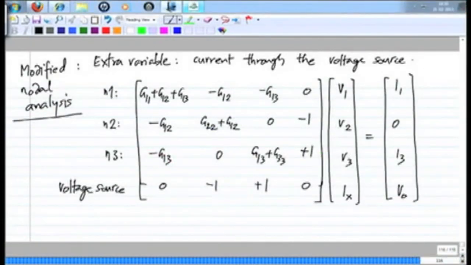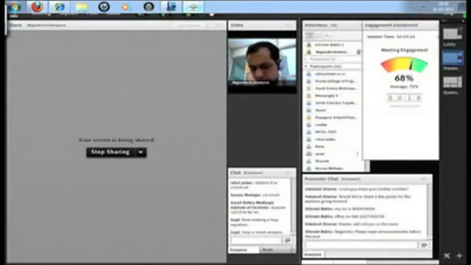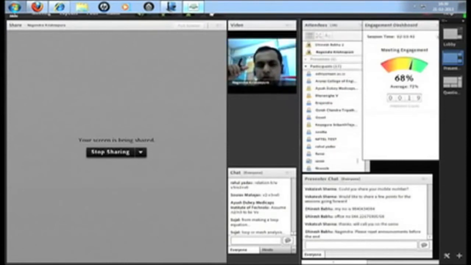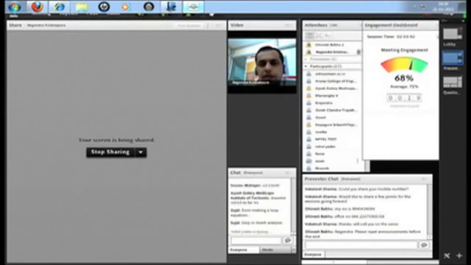Any questions about this? How to deal with an independent voltage source in the circuit? When we have an independent voltage source, we define an auxiliary current, which is the current through the voltage source. So that gives us an extra variable. We get an extra equation from the equation for the voltage source.